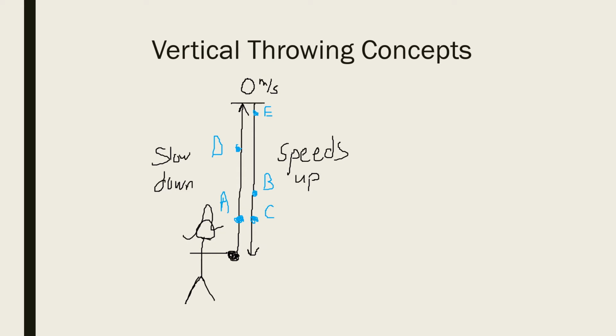Conceptually, this is what vertical throwing is. Since the starting speed and the ending speed are the same, we also know that the time it takes to go up is exactly the same as the time it takes to go down. If the times were different, then the speeds wouldn't be the same, because once it's in the air, it all experiences the acceleration of gravity, negative 9.8 meters per second squared.